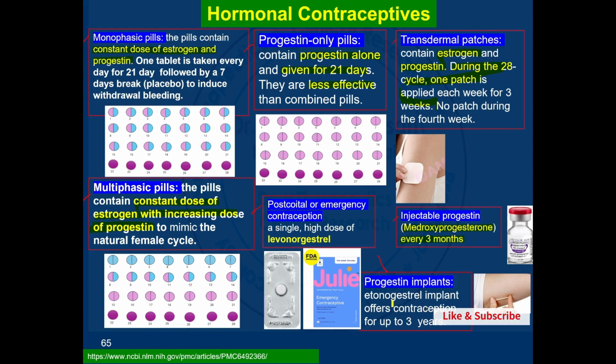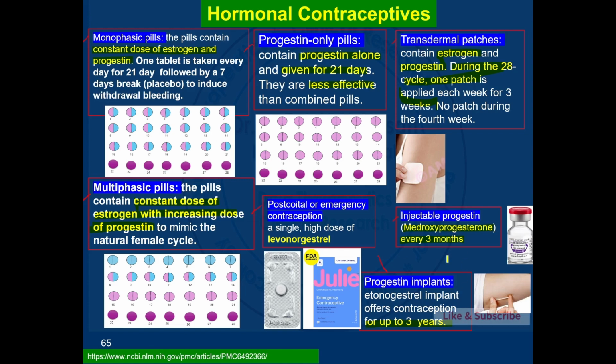The last one here is the progestin implant. We insert the implant under the skin, and this covers contraception for 3 years. So we have multiple methods of hormonal contraceptive: monophasic, multiphasic, progestin only pill, postcoital emergency, transdermal patch, injectable progestin, and then the progestin implant.